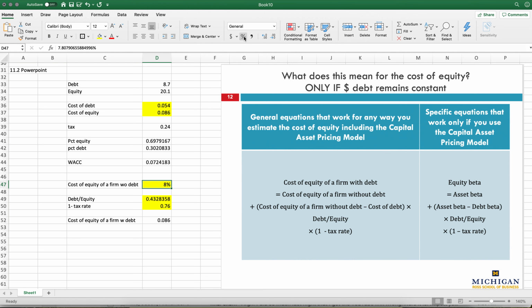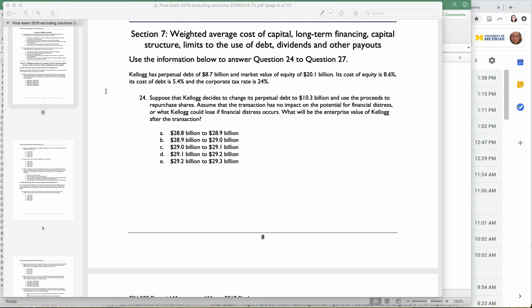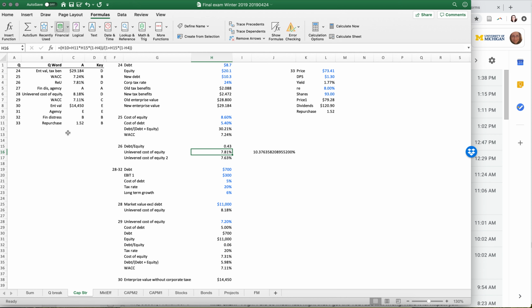So the answer here is 7.81%. And if we check here are Professor Hall's solutions, 7.81%, and the answer is D on the answer key.